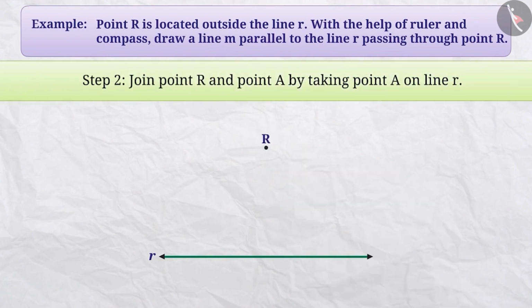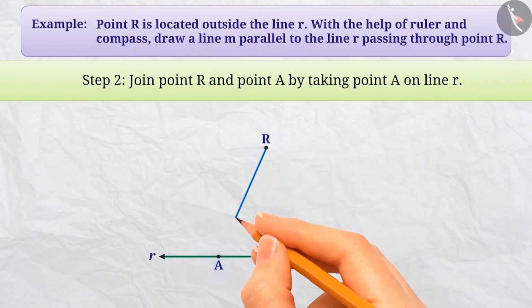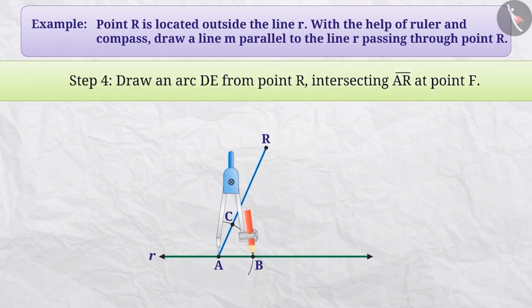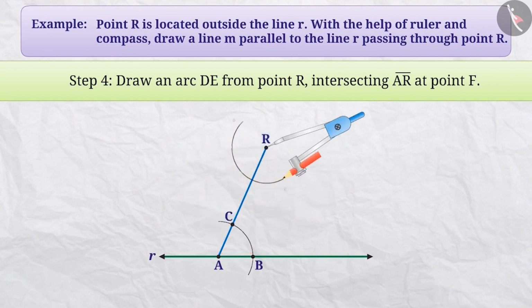Step 2. Take any point A on R and join R to A. Step 3. Placing the pointed end of the compass at A and with A as center and a convenient radius, draw an arc cutting R at B and AR at C. Step 4. Now, with R as center and the same radius as in Step 3, draw an arc DE cutting AR at F.